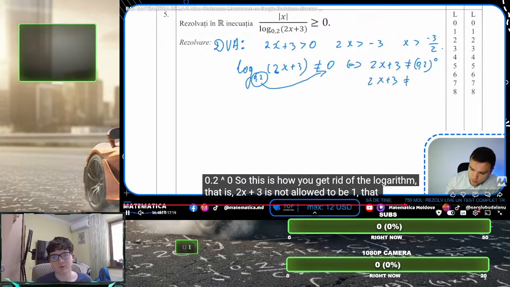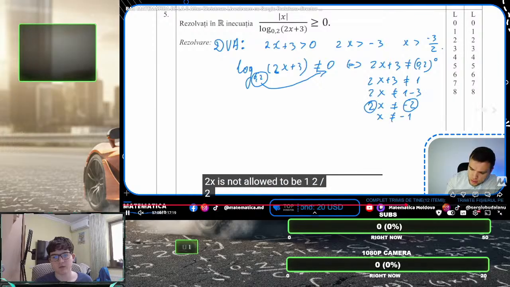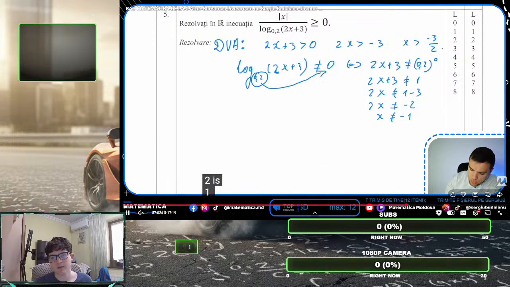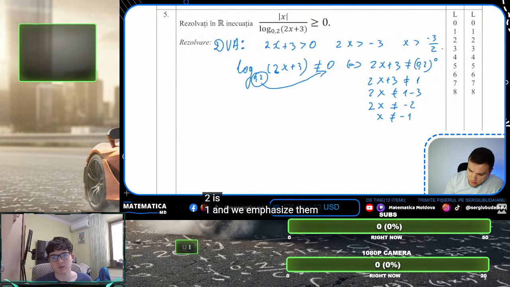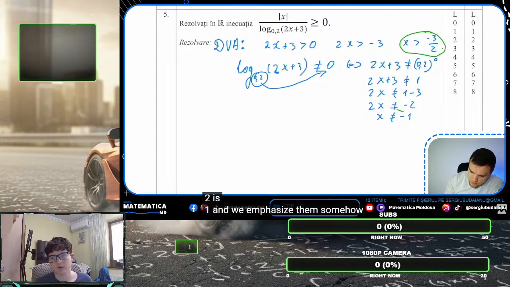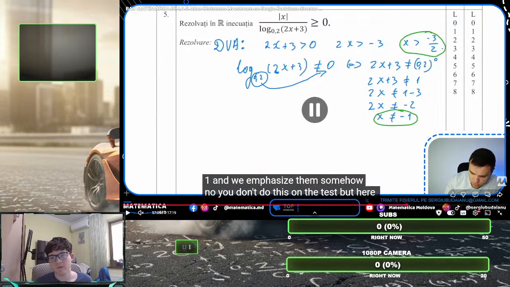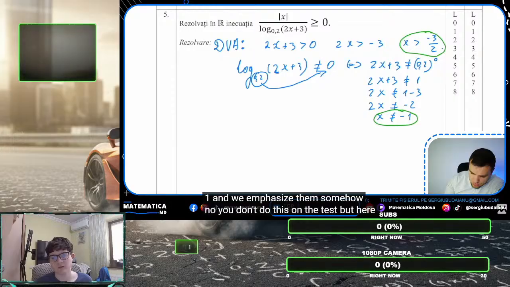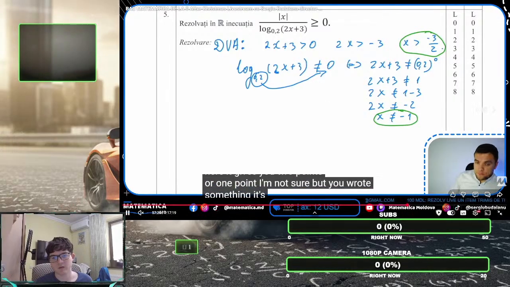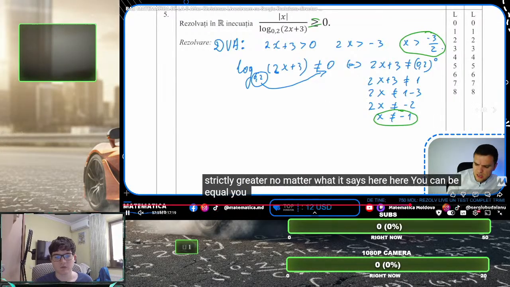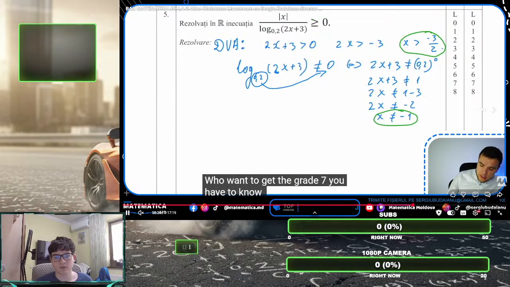How am I supposed to know that I can do that here? I mean, after that, it's easy, man. Boom, and x is not equal to minus 1, and basically x can be just larger than minus 1.5, so I guess we're fine here. So we're moving on from here.